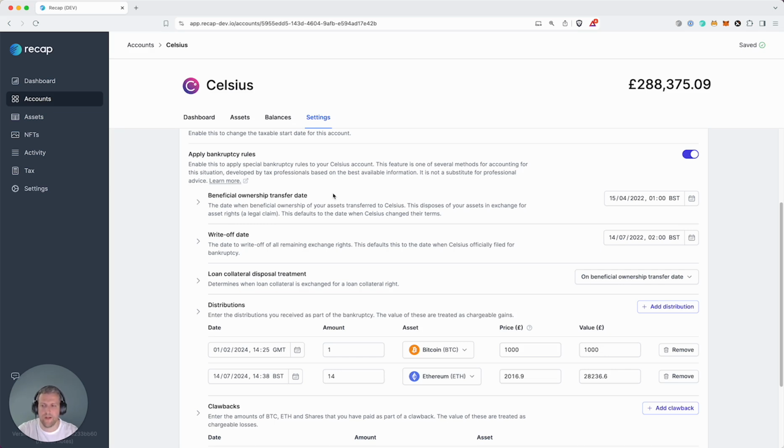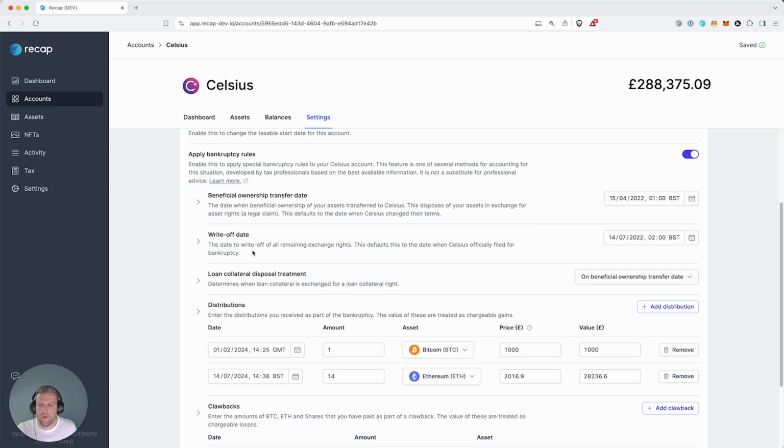Now, if you agree that that date is when you lost access to your assets and that they became Celsius's, you can set that here. Other potential dates might be the petition date of the bankruptcy, but it's up to you to work out when you lost ownership of your crypto assets.